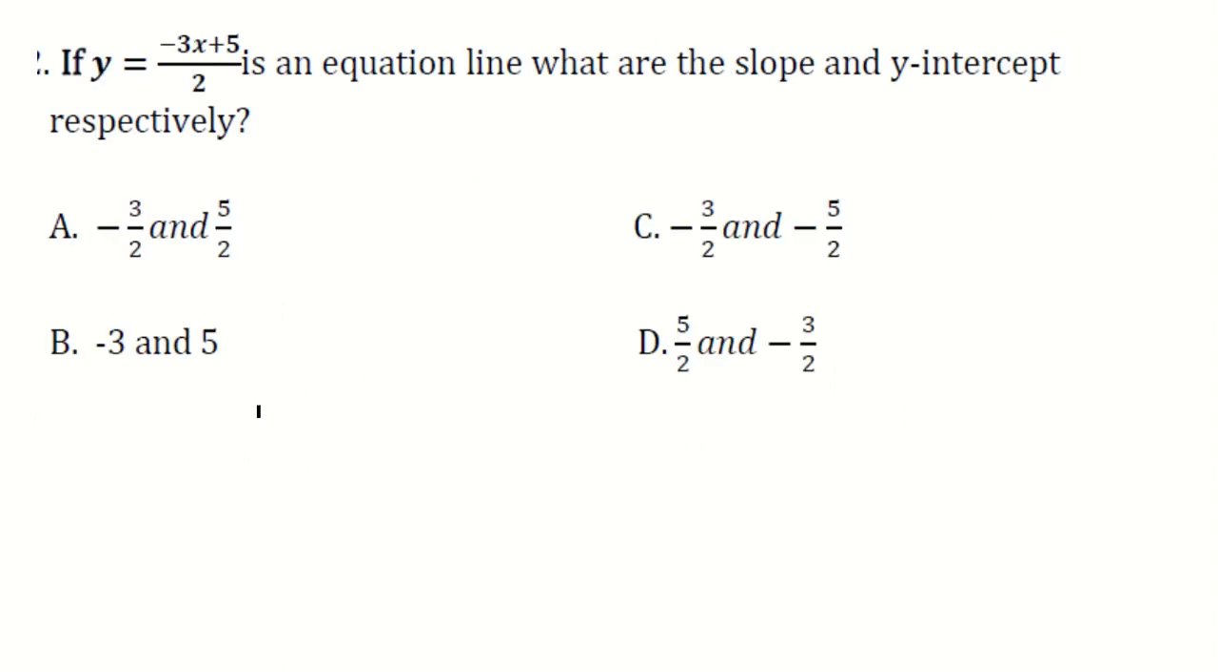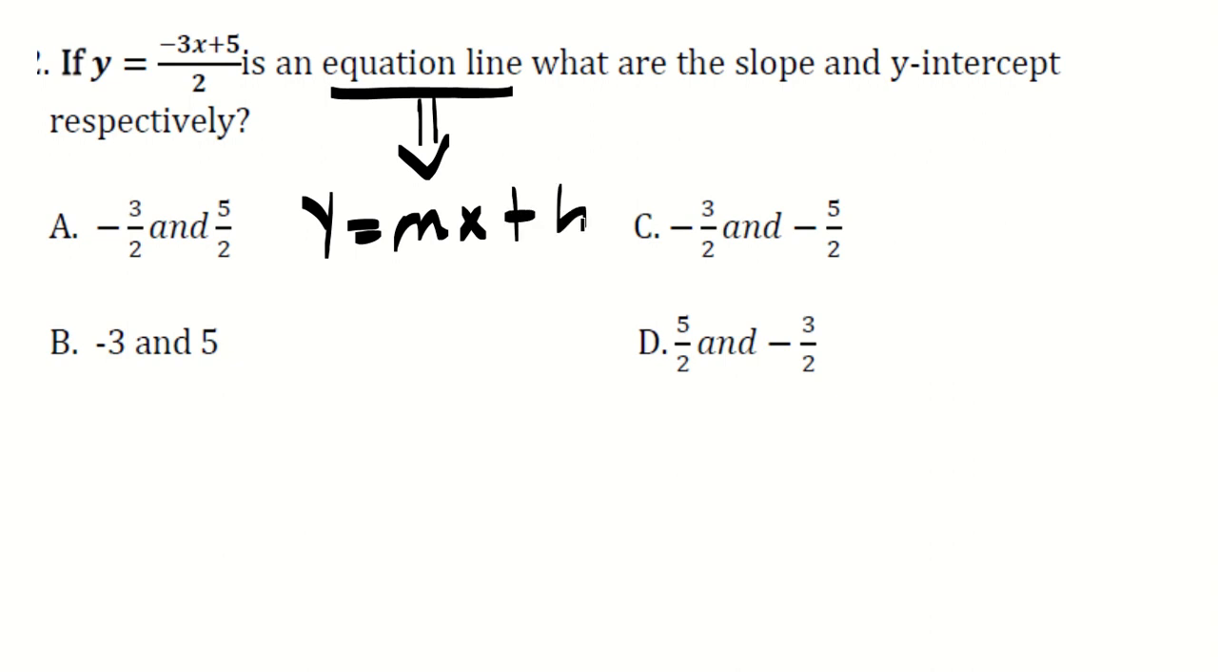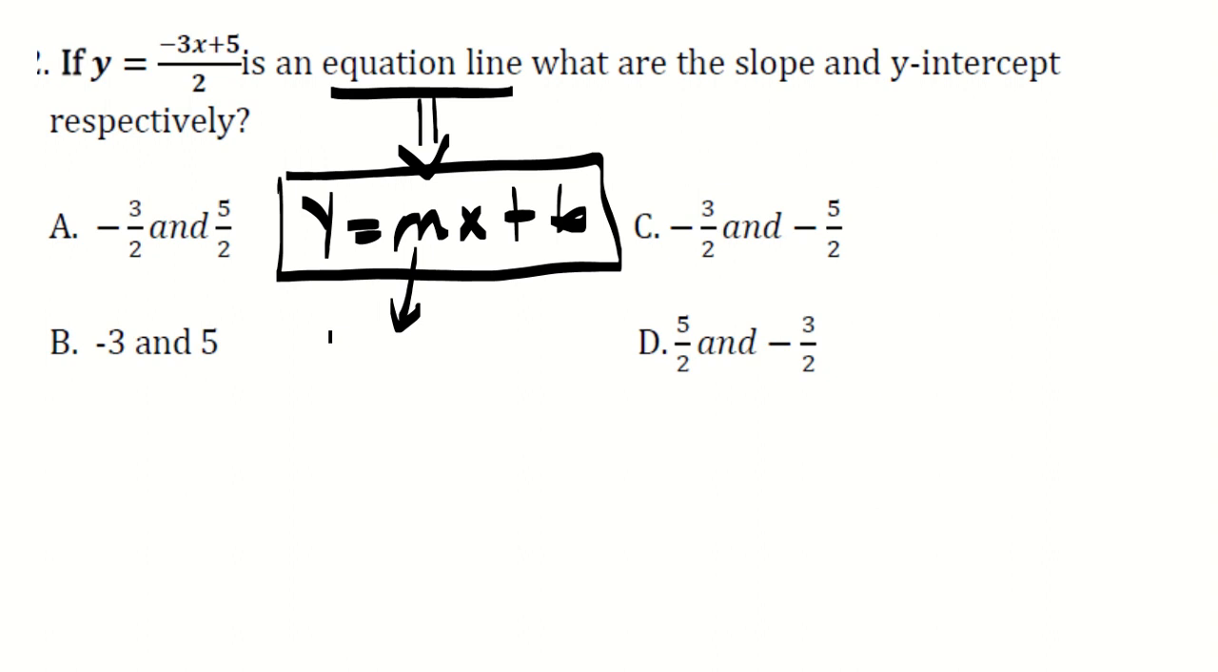Okay, let's go to the next one. The next question says: if y is equal to (negative 3x plus 5) over 2 is an equation of a line. We are talking about the equation of a line. So everyone, recall the slope-intercept form of the equation of a line, that is y is equal to mx plus b. Once the equation of a line is written in this form, the coefficient of x is going to be the slope, and the constant here is going to be the y-intercept. But the equation of the line has to be written in this form first. The y must be alone, then the x term, and then the constant term.